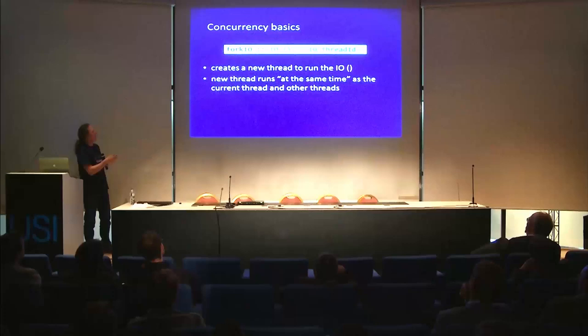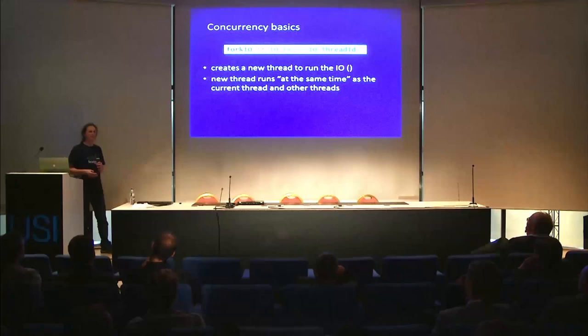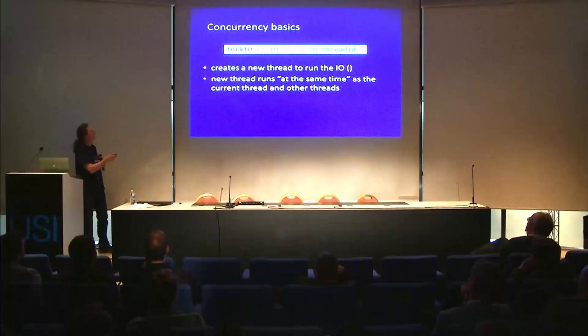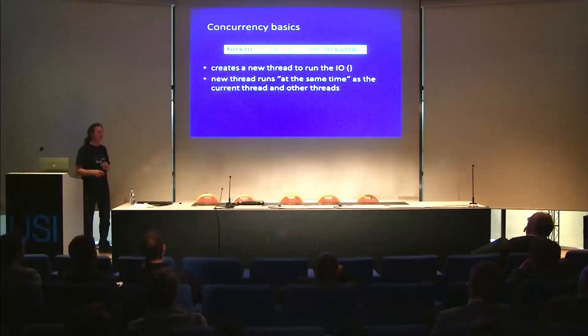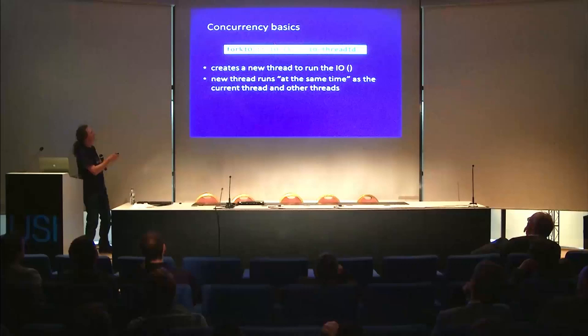And the thing on the left in this case is an I/O computation. An I/O computation is something that can have some side effects and eventually delivers a result of some type, in this case, unit, so it doesn't deliver any result at all. And fork.io itself is an I/O computation, and it delivers as its result a thread ID that you can use to identify this particular thread. The meaning of fork.io is that it starts running this I/O computation in parallel, or rather concurrently, with the rest of the threads in the system.